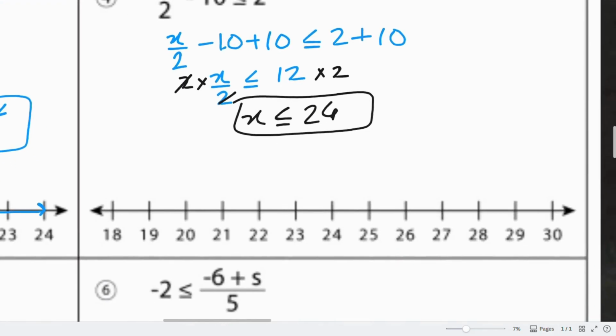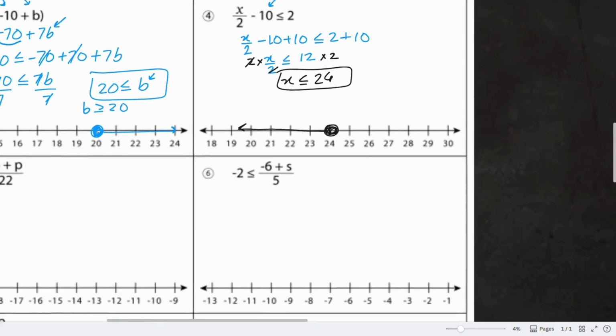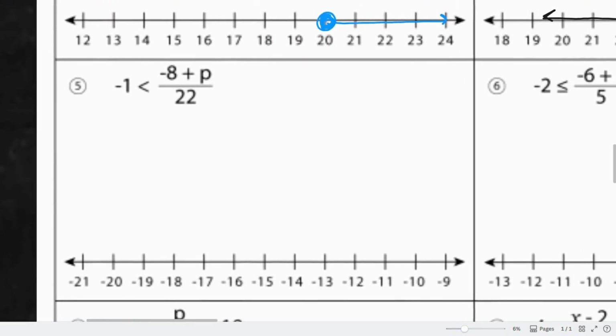So now let me just graph it real quick. Here we have 24 over here, so I will put a closed circle on it, and this closed circle will be pointing in this direction because x is less than or equivalent to 24. Now I'm going to be moving towards the fifth question real quick.